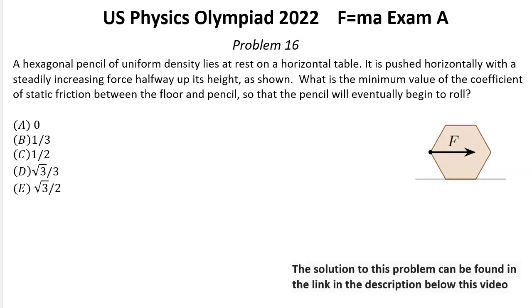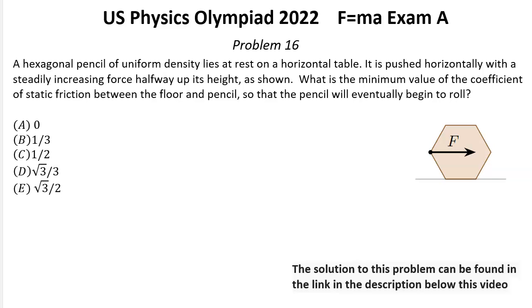Problem number 16. A hexagonal pencil of uniform density lies at rest on a horizontal table. It is pushed horizontally with a steadily increasing force halfway up its height as shown. What is the minimum value of the coefficient of static friction between the floor and pencil, so that the pencil will eventually begin to roll? Solution for problem number 16.